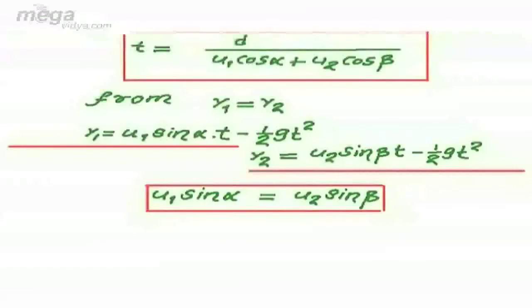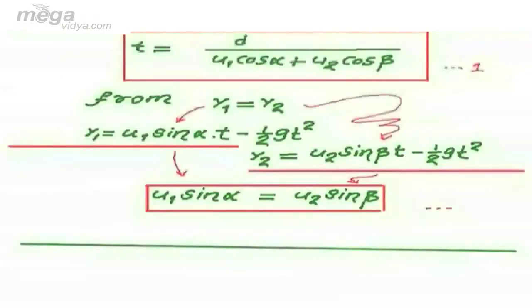If under this condition the second condition holds, that u1 cos alpha t plus u2 cos beta t becomes equal to the initial separation, then it is sure that the collision will occur. So this is condition number 1 and this is condition number 2. Here condition number 1 is also the source of the time at which collision occurs.